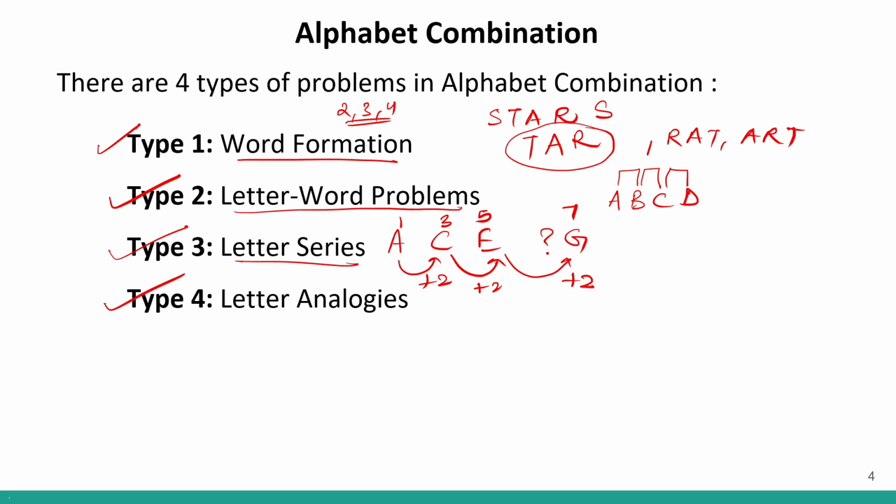And same way we have letter analogies. Letter analogies means if A is related to B, how is C related to the next word? So how is A related to B? It is plus 1. So here also we will do plus 1. Answer will be D. Simple. These are your letter analogies. So let us do some questions to understand these in detail.